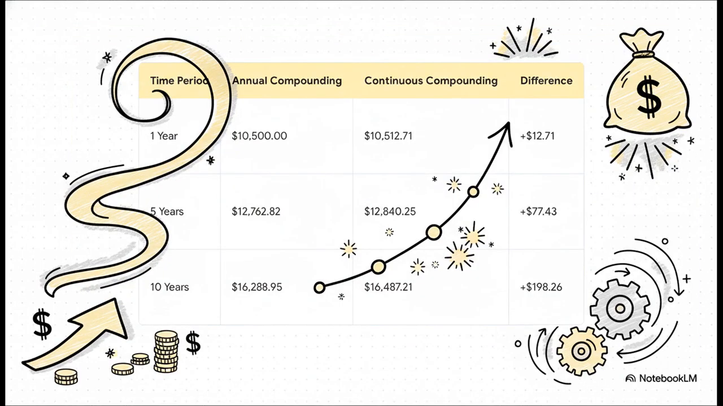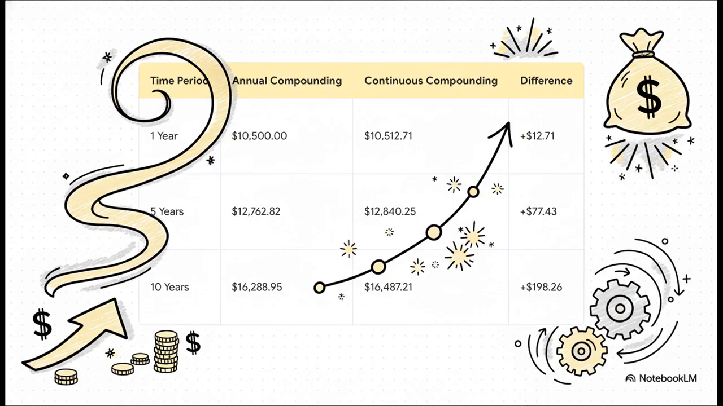This table really brings the financial impact to life. Let's walk through the numbers. We start with a $10,000 investment. After 1 year, the difference between the two models is just $12.71. Now, it would be really easy for a rookie analyst to look at that and say, who cares? It's negligible. But that's short-term thinking. The true power of continuous compounding reveals itself over the long haul. Look at year 5. That difference is now over $77. By year 10, it's almost $200.